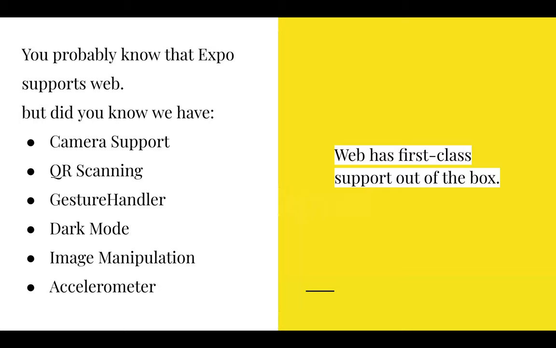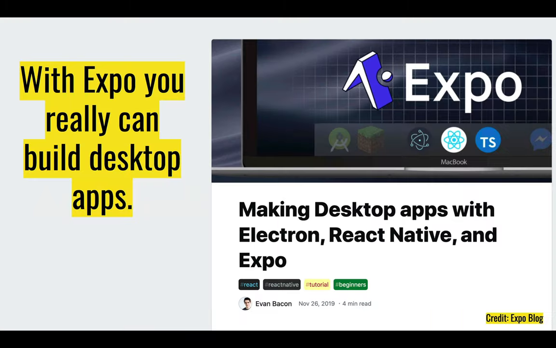Things like dark mode support, image manipulation, accelerometer. I've seen games built with Expo Web. So web really has this kind of first class support right out of the box with Expo. And even though that may not be the most kept secret in the Expo community, I think people don't really understand how much has happened in the web support space recently with Expo.